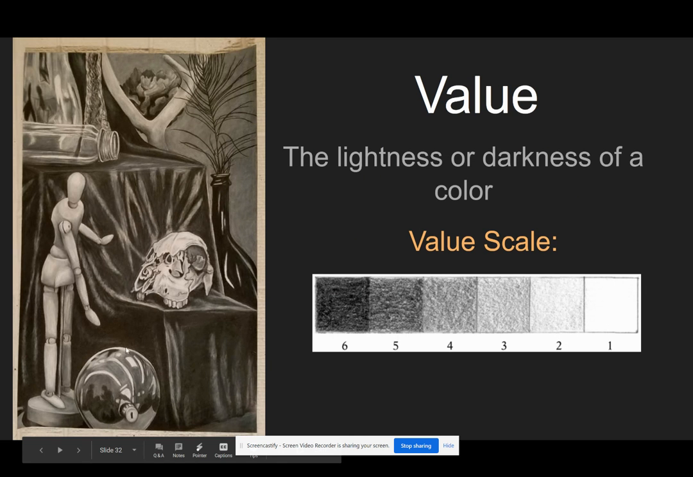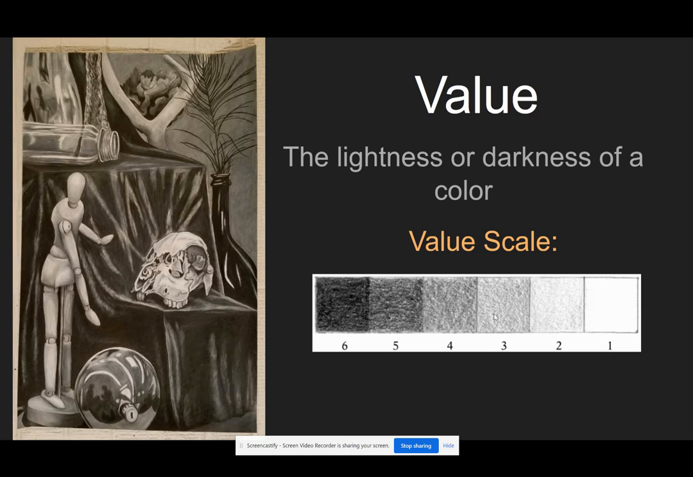Okay, so value. On the left here is one of my students' drawings from when I taught at Ann Arbor Pioneer. And this was done in black colored pencil and white colored pencil. That was it. So this student had to really think about value. Now, value is when you express the lightness or darkness of a color through shading.